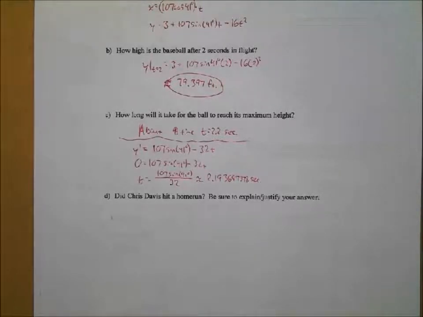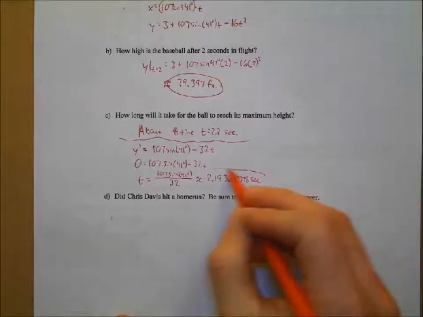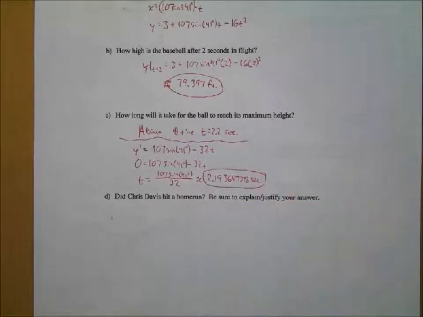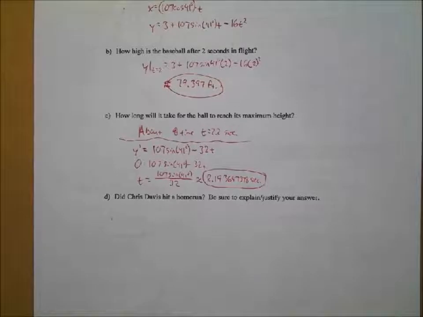Again, there's no justification necessary here, so we can just say there's our answer. But you could show that to the left, the derivative would be positive, and to the right, the derivative would be negative, and show that it's increasing, decreasing. But there's no justification necessary here. We can just say it's that. Okay?